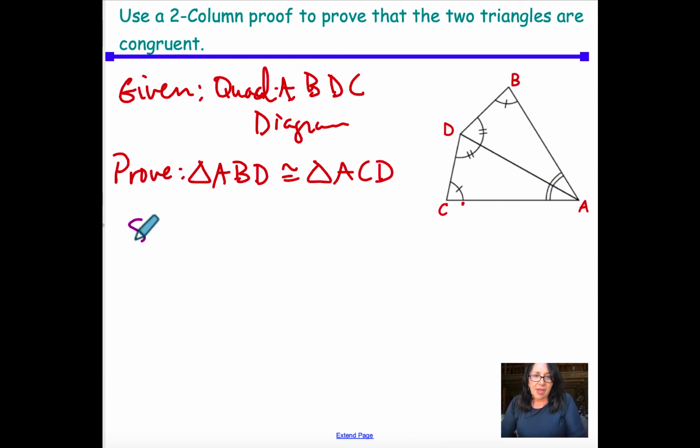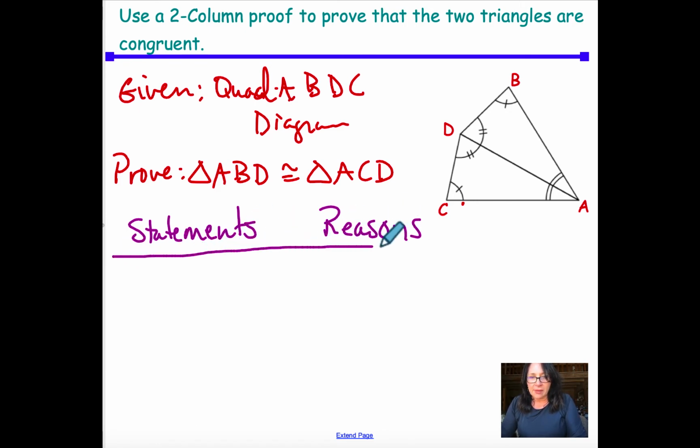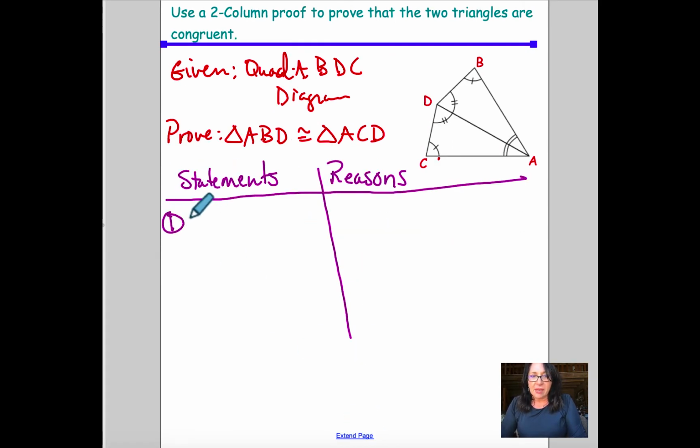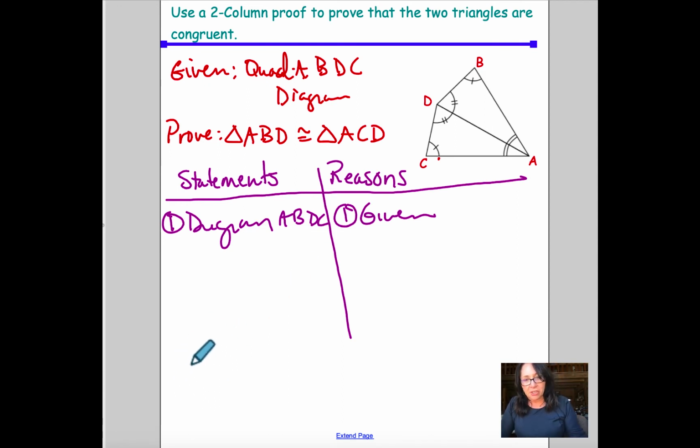Let's see. So I'm going to say statements and reasons. Okay. And so we're going to go like this. And so again, number one for my given is given diagram, which is quadrilateral ABDC, and that's given. Now, for me to prove that those two triangles are congruent, that's going to be my last statement. I'm not sure what number that is. I'm just going to draw it down here. Triangle ABD is congruent to triangle ACD.